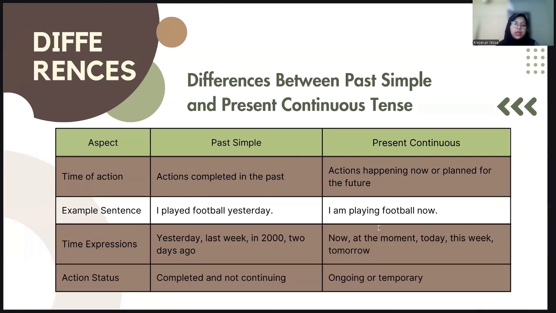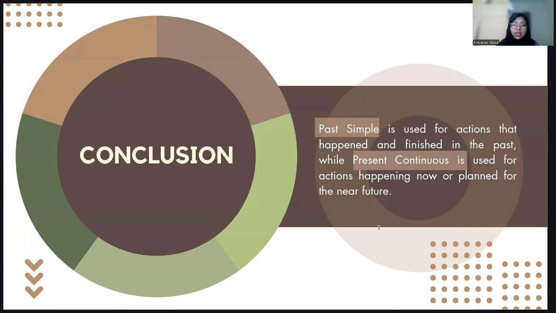For the present continuous: I am playing football now. For the aspect of time expression, past simple uses yesterday, last week, in 2000, 2 days ago, etc., while present continuous uses now, at the moment, today, this week, tomorrow, etc. For the aspect of action status, past simple is complete and not continuing, while present continuous is ongoing or temporary. For the conclusion, past simple is used for an action that happened and finished in the past, while present continuous is used for an action happening now or planned for the near future.